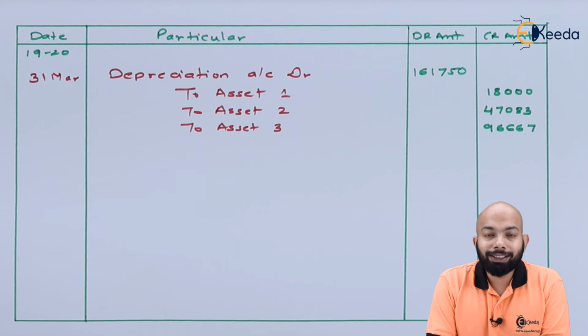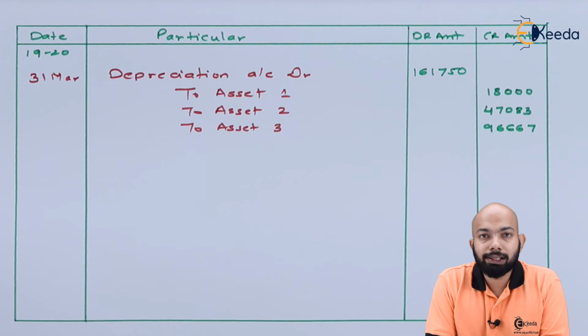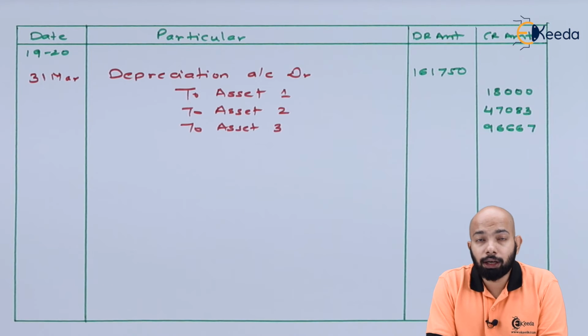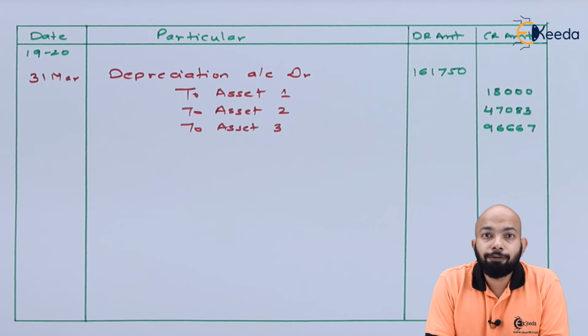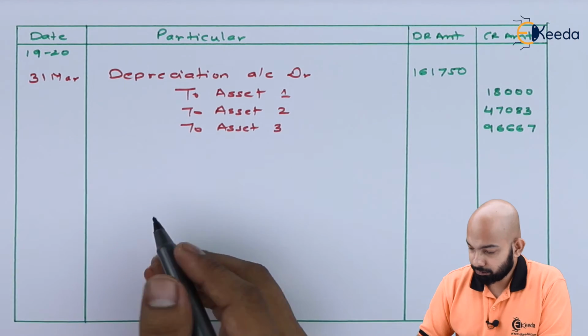Now that we have already provided the depreciation for all these three assets, which amounts to 1,61,750 with the individual bifurcation of these assets. That means asset 1, 18,000, asset 2, 47,083 and asset 3, 96,667 being the total depreciation for all these three assets. Now we'll pass the entry for sale of the asset.